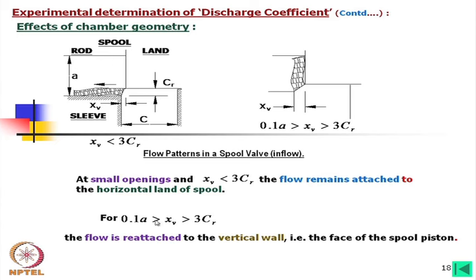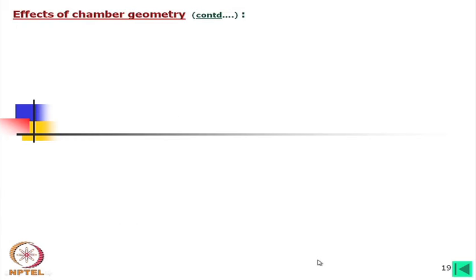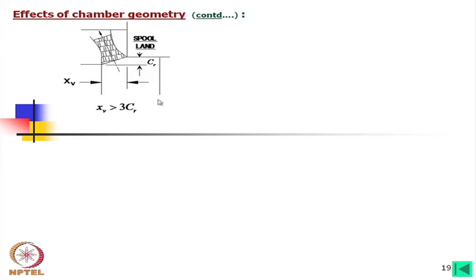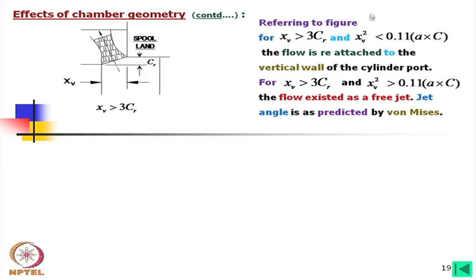Now, perhaps it is attached to the sleeve, but it will be parallel to the land of the spool like that. It has been written that the flow will take place like this, and it will always touch there. Then if it is slightly higher, say if this XB is 3 times the clearance, that is, the spool displacement is 3 times the clearance, and this condition is also satisfied, you can see this condition in the ratio of A into C. A is this distance. In that case the flow is reattached to the vertical wall of the cylinder port.